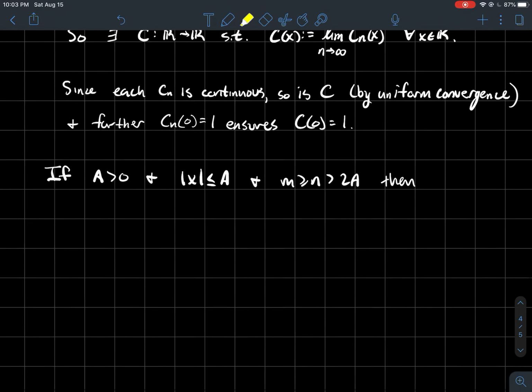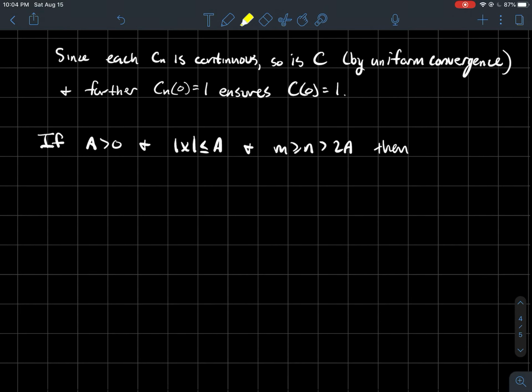Now, let's move on to sine. So why should such a function s exist for the sequence Sn? And we won't do too much work. You could do a similar argument to what we just did above.